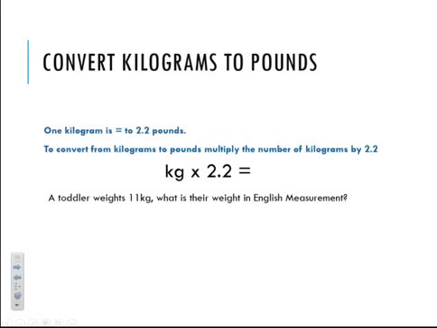All right, let's go on to convert kilograms to pounds. So we're talking about weight now, and the factor when you're talking about weight is 2.2. So 1 kilogram is equal to 2.2 pounds. So to convert kilograms to pounds, you're going to multiply the number of kilograms by 2.2. So we have a toddler that weighs 11 kilograms, and we want to know what their weight is in pounds. So 11 times 2.2, the answer is equal to 24.2 pounds.